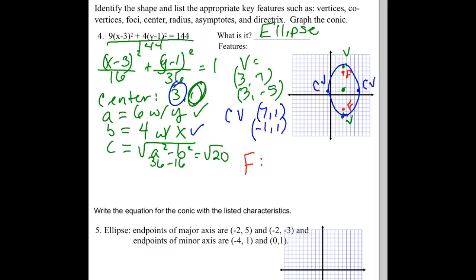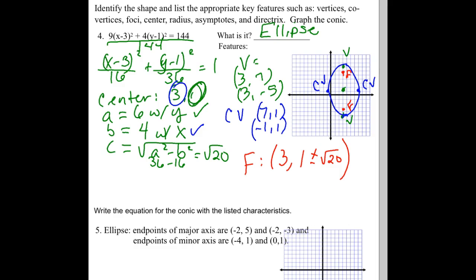Okay. And then foci, we do the same thing we did with the vertices, right? We're going to change our y coordinate. So center is 3, 1, but we're going to add and subtract a root 20 to that y coordinate. All right, questions so far?